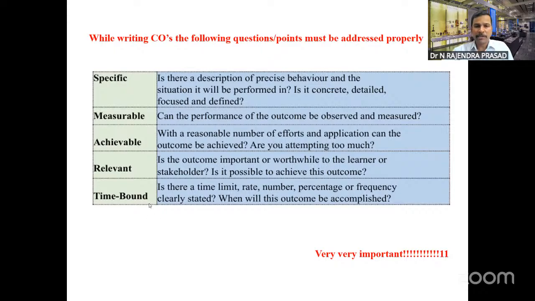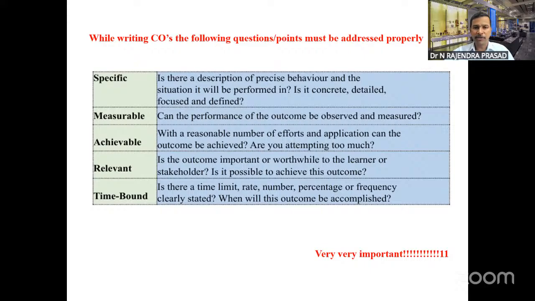Then time bound. Say, for example, you're asking a question for 2 marks. There is a time bound. Even a CO statement should have a time bound. One CO needs to be achieved. The student need not work throughout the semester, throughout the year. Let it be the first week or couple of weeks of the semester, or the last couple of weeks at the ending stage of the semester. There should be a time bound to achieve that CO.